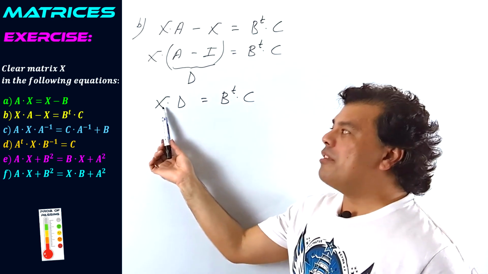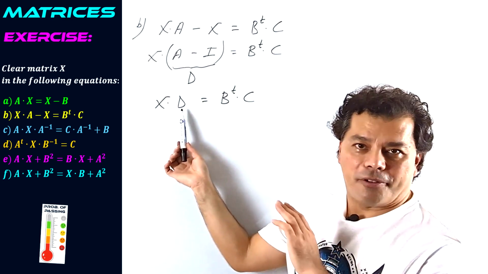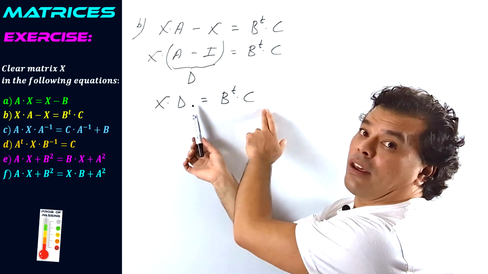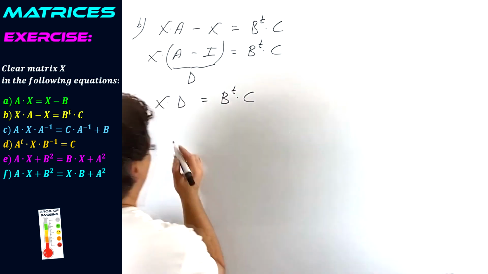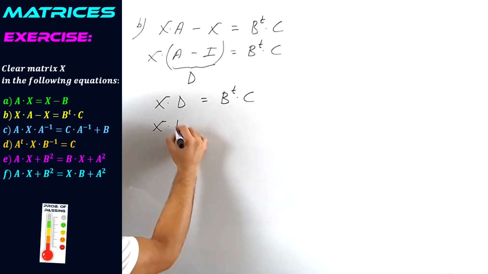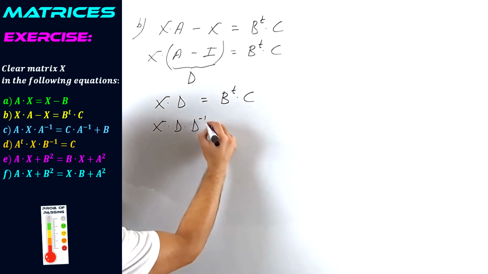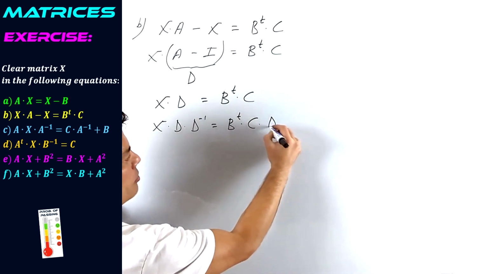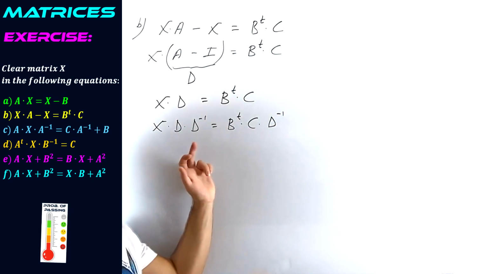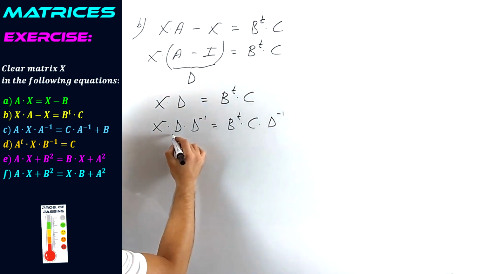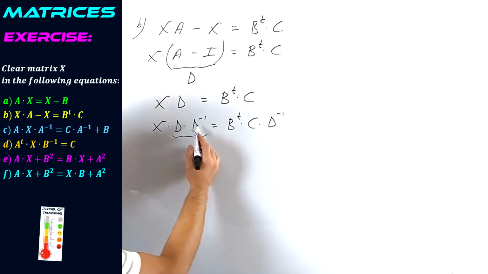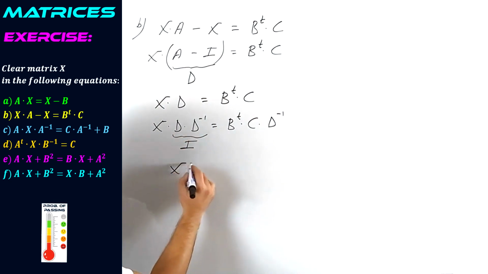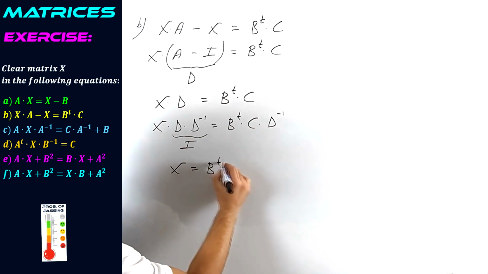And now it's time to release matrix X from its captor, matrix D, and we are multiplying by D to the negative 1 on the right side. X multiplying D multiplying the inverse of D equals B transposed multiplying C multiplying D to the negative 1. Why? Because you already know that every matrix multiplied by its inverse is the identity matrix. And there we have the solution for this matrix equation.